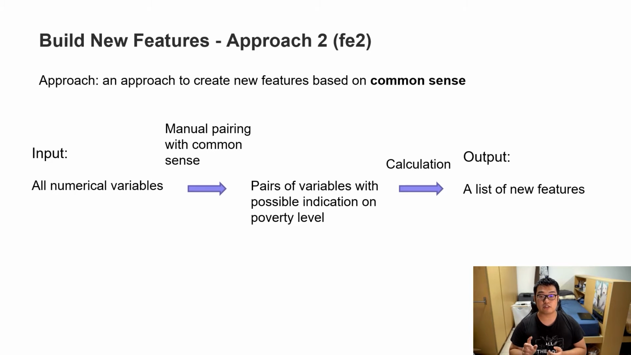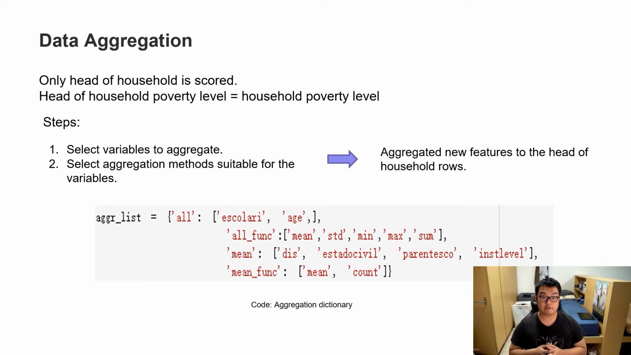We have a second approach, which is called FE2, which means that instead of exhausting all the possibilities, we manually select the variable pairs that can have an indication on poverty level and select the method of calculation for it. In this way, we obtain a new list of features that is smaller than the number of features obtained in the previous method. Next, we do data aggregation. We want to aggregate all the data in a family to the head of a household. We select the variables to aggregate and select the aggregation methods suitable to each variable.